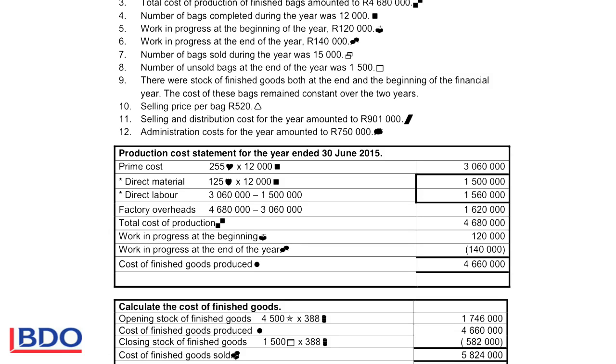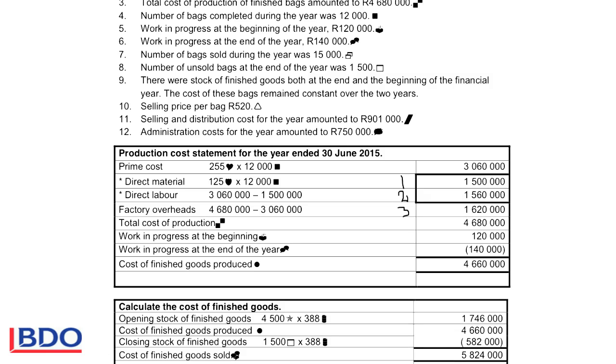Then we have factory overheads. It's all the other expenses that you pay so that you can also produce the article. So my three basic expenses that will be paid are direct material, direct labor, the two of them together form your primary cost, and then you pay overheads.